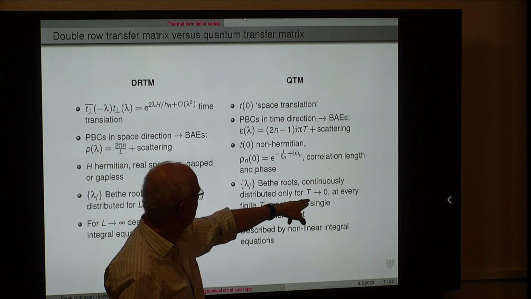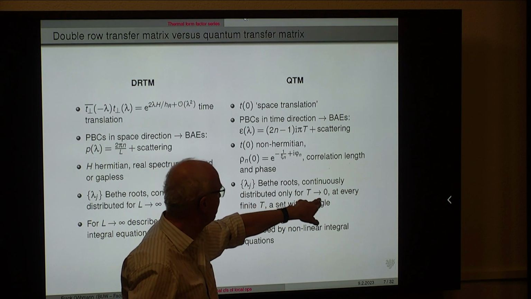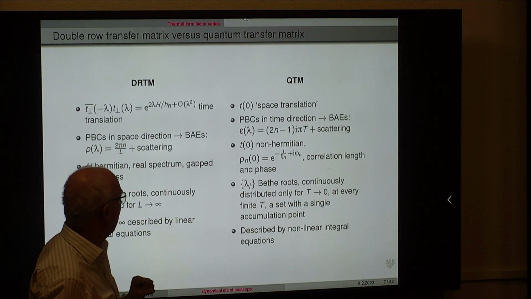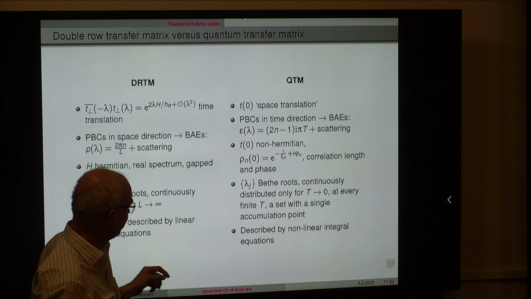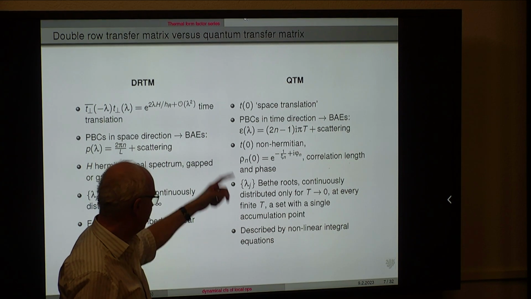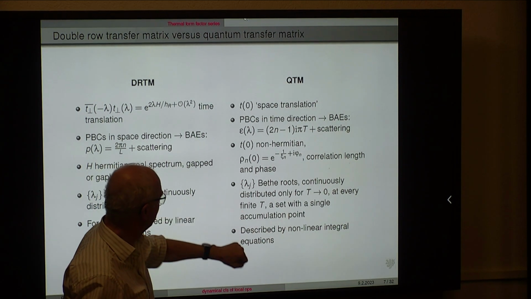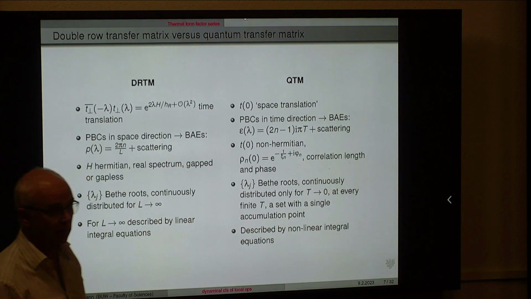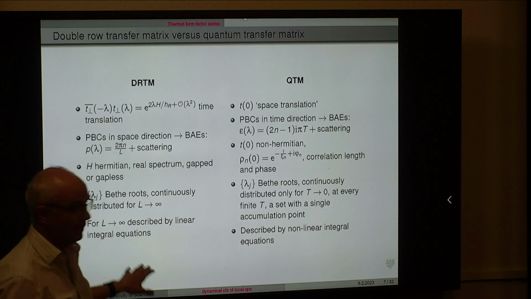They are only continuously distributed if you send the temperature to 0. And at every non-zero temperature, the distribution of these Bethe roots is described by nonlinear integral equations. Nonlinear, linear, right?